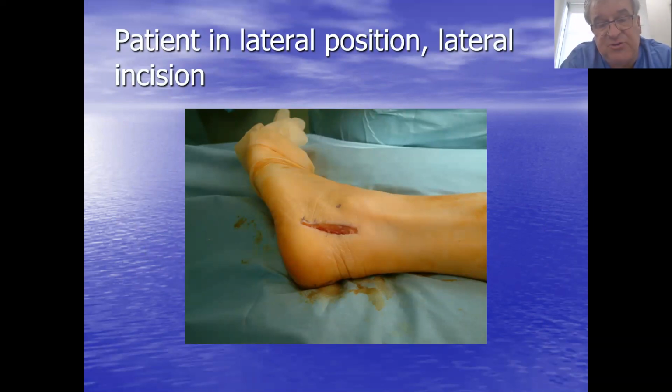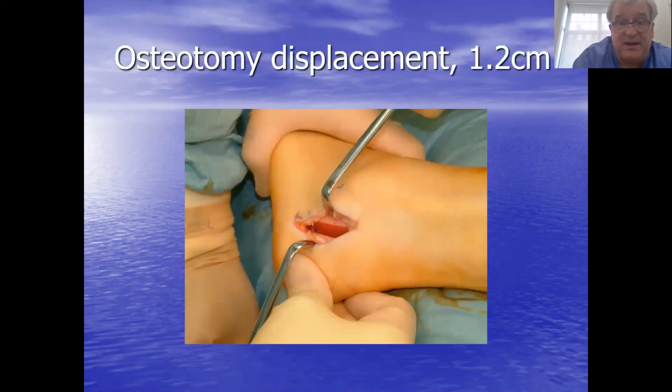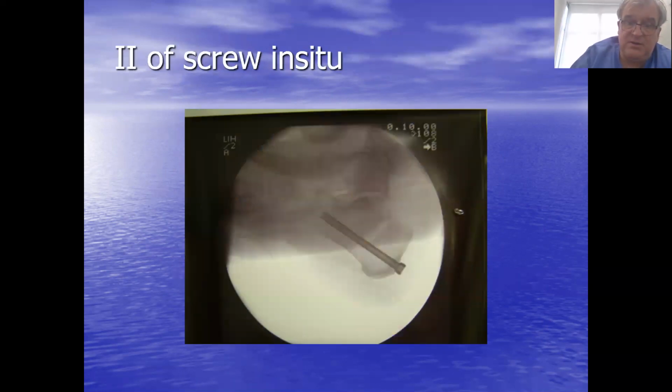This is a patient in the lateral position. You make a lateral incision over the heel, and we make an osteotomy, and we shove the back part of the heel attached to the Achilles as medial as possible. You can see that's quite a push there, a good half inch worth, and we fix it with a screw or two from the back.